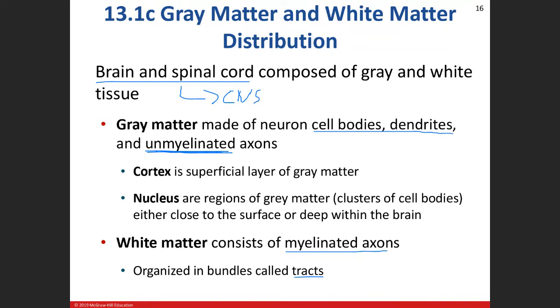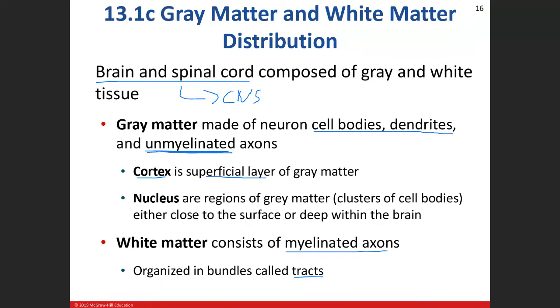So when we're in the central nervous system, we refer to the gray matter, this is like the shell of the brain there. That's the superficial region. That's the cortex. So if we're in the cerebrum, we call it the cerebral cortex. If we're in the cerebellum, it'd be the cerebellar cortex. So that's going to be that superficial layer, that outer layer.